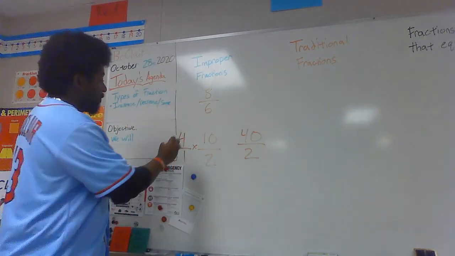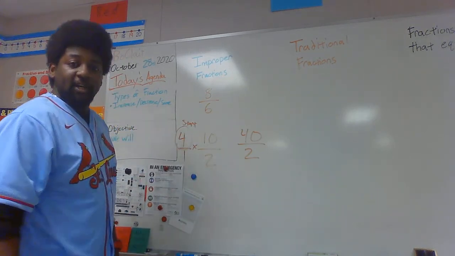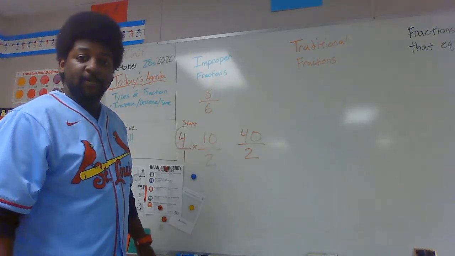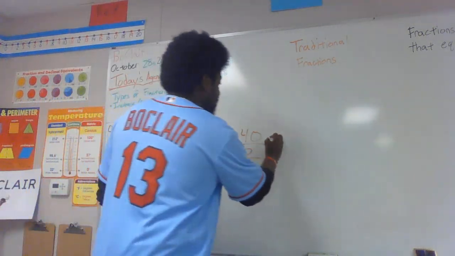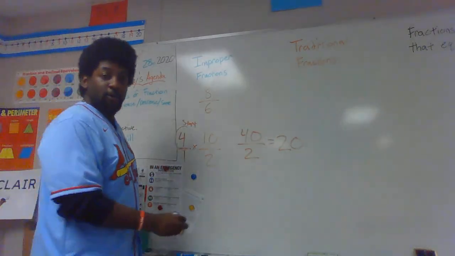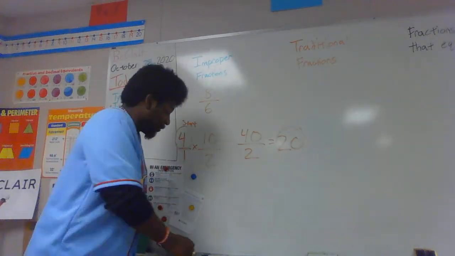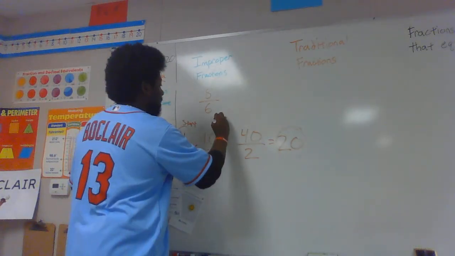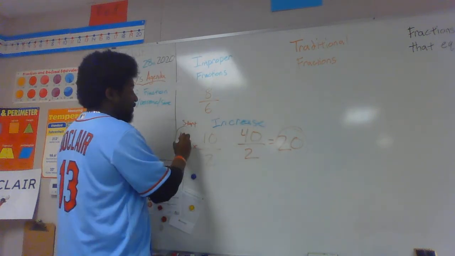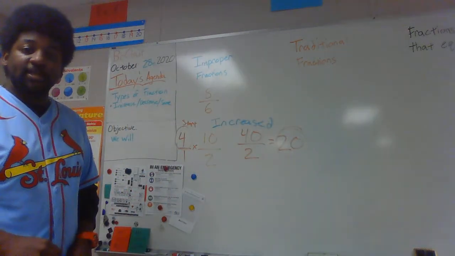Remember, I started with the number 4. I ended with 40 over 2, which also means 40 divided by 2. 40 divided by 2 is 20. I started with 4. I ended with 20. My value got larger. It increased. The word increase means to get bigger or to get larger. So from 4, I increased since I multiplied times an improper fraction.